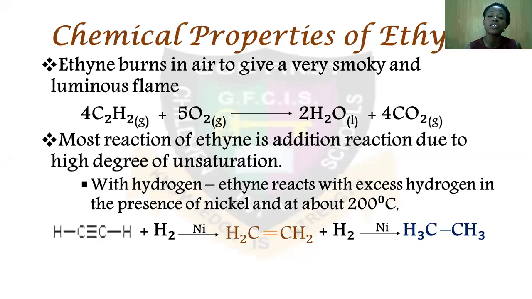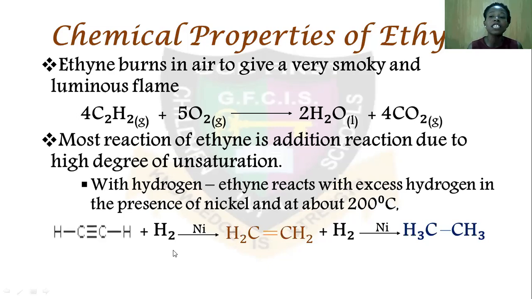So addition reaction happens. Ethyne will react with other substances. Due to the high degree of unsaturation, it readily undergoes addition reaction. For example, it reacts with hydrogen in the presence of nickel at 200 degrees centigrade. The reaction is of 2 stages. Addition reaction in ethyne is of 2 stages.